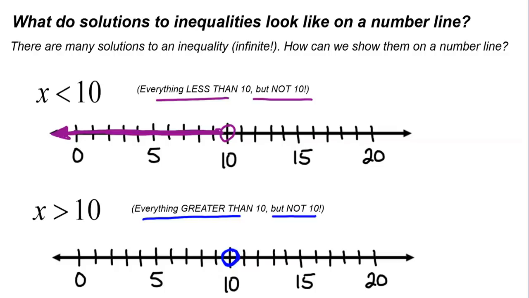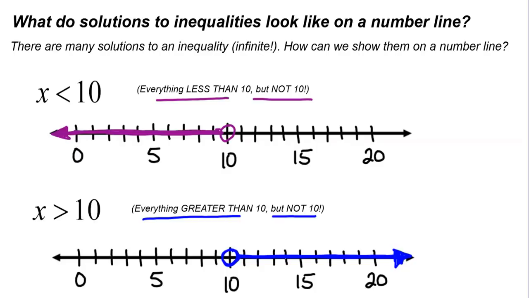Open circle on 10 because it could be 10.000000001 and still be true. So I can't put a dot infinitely close to 10. I just put an open circle on 10 to show that 10 is the cutoff, but 10 is not included. So open circle means that that value is not included. But everything greater than 10 would be to the right this time. So everything to the right of 10 is a solution.